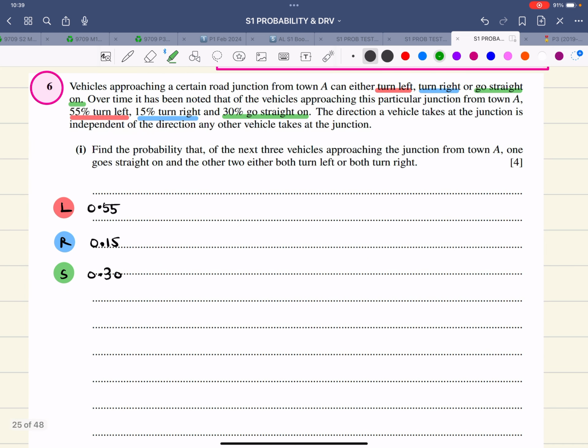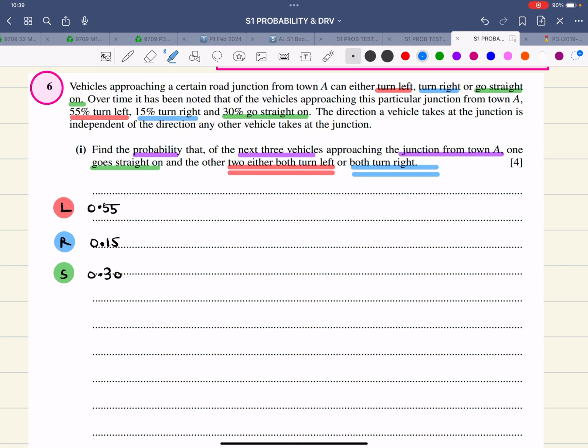Now the first part. What is the first part all about? The first part is find the probability that the next three vehicles approaching this junction from town A, one goes straight on. So which is the color for straight on? That is the green color. So one goes straight on, and two either both turn left. So left is the red color. So that is two either both turn left. So there are two vehicles like this. Or they both turn right, so two vehicles like this.